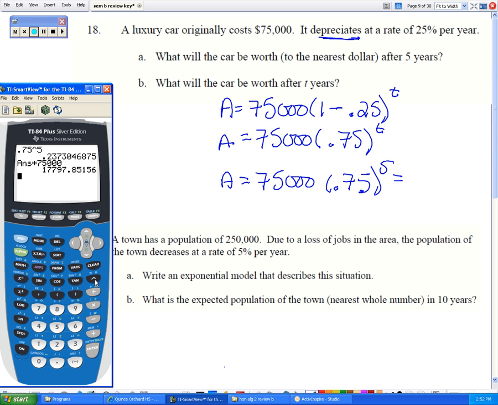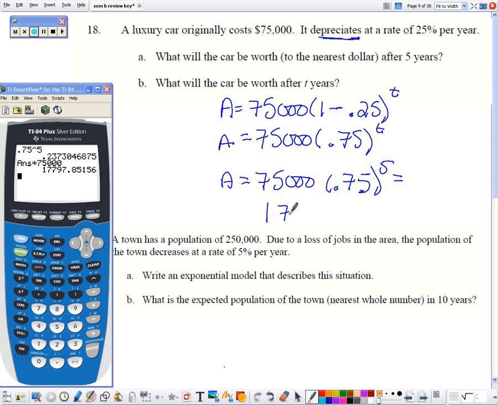And we want to the nearest dollar. So that is $17,798. And that's our answer to part A.